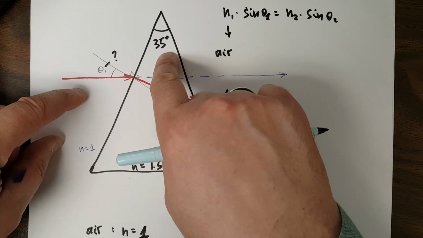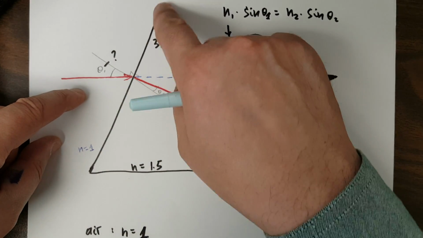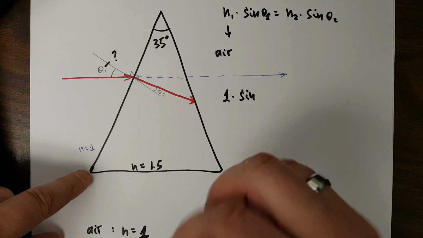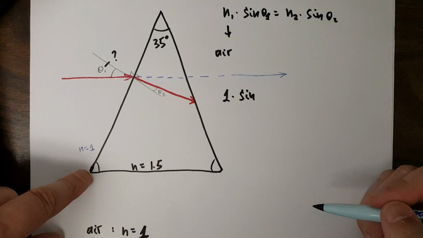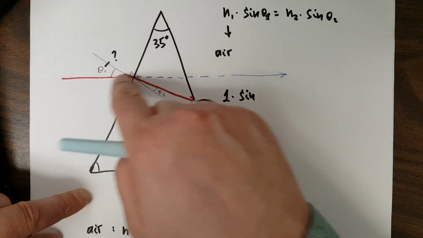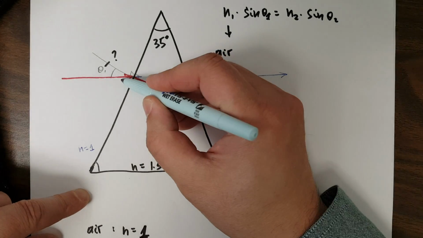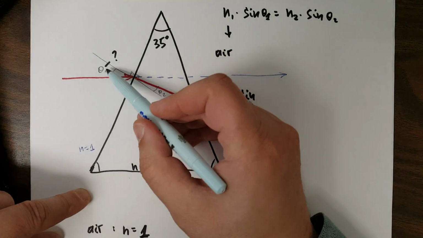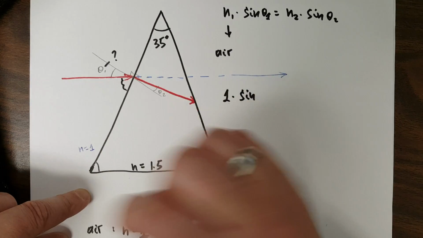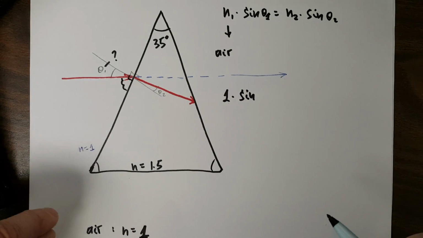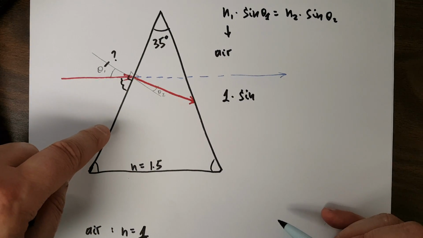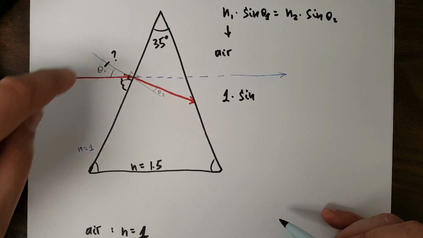For example, we know this angle equals 35 degrees. And in a prism like that, with both sides equal to each other, the bottom angles must be equal to each other. And this angle here is equal to this angle there. And if we would know this angle, to get theta 1, all we would have to do is just subtract this angle from 90 degrees, because that's what the normal tells us. The normal is the line perpendicular to the surface, so 90 minus this gives theta 1.